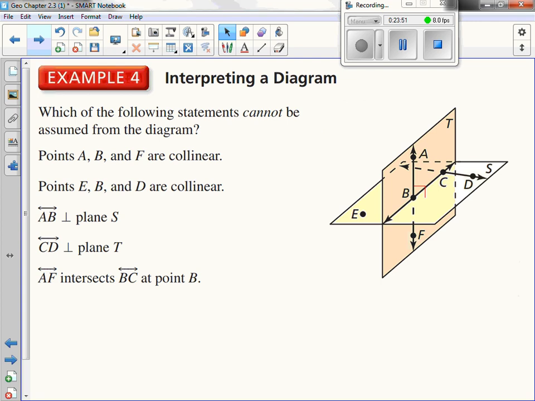Number 4, example 4. Looking at this here, they're kind of close together, but luckily you guys have more than enough space to write. I'm going to run out of room. Which of the following statements cannot be assumed from the diagram? So really, we're going to go through and say either yes, they can be assumed, or no, they can't. We got one or the other.